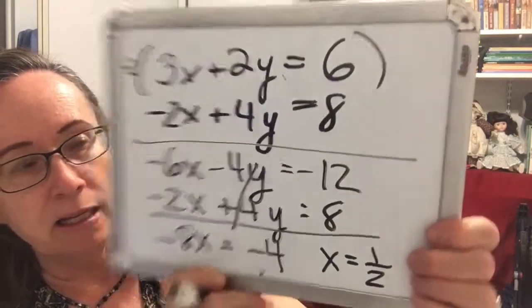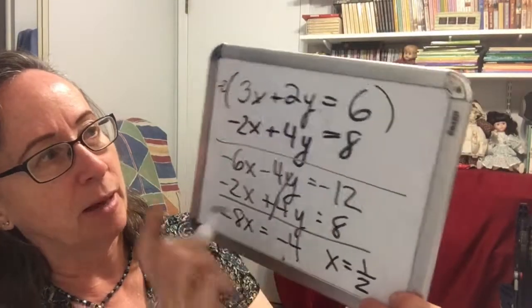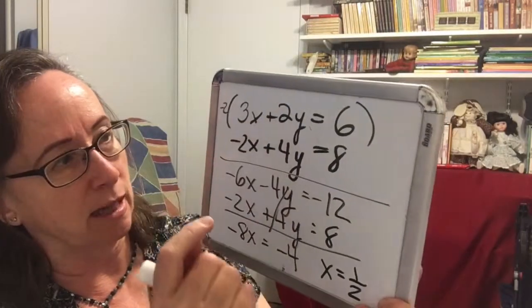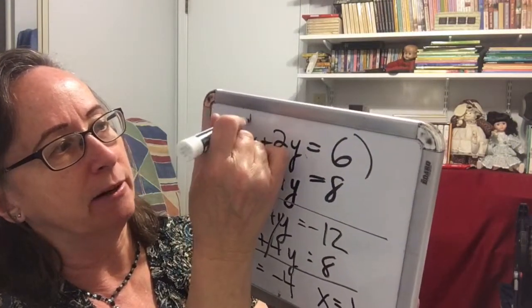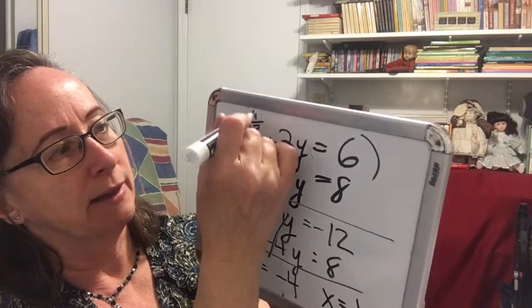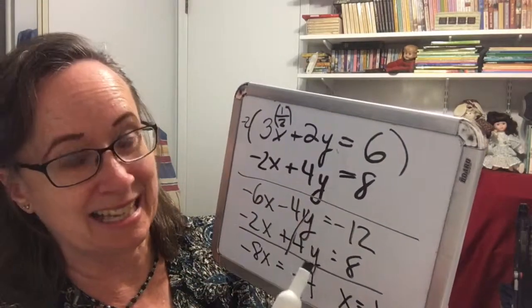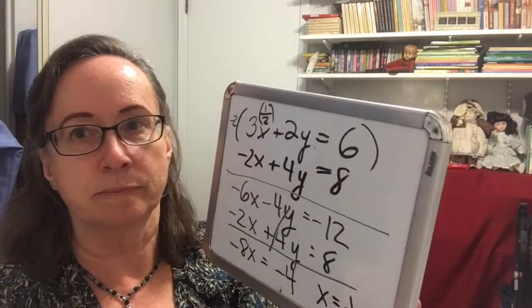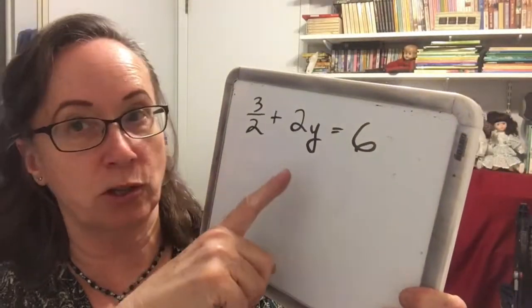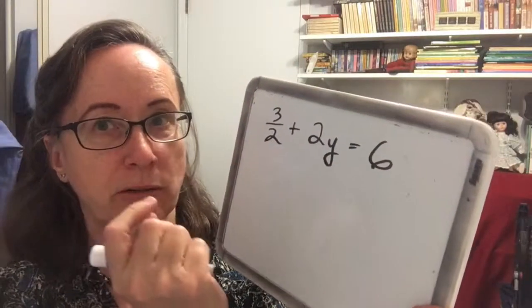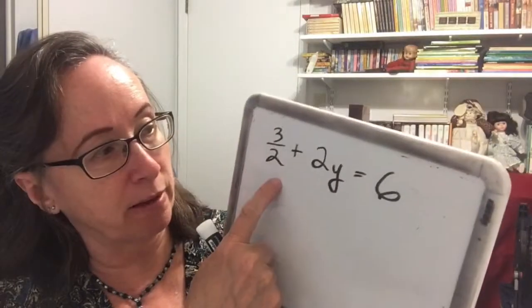But then we're going to have to plug the x is 1/2 back into one of these lines. Okay, so if I plug x is 1/2 right here, then I'm going to get 3/2 plus 2y is 6. Now, this is what I said I had: 3/2 plus 2y is 6, because I substituted in the half, and that was multiplied by the 3.